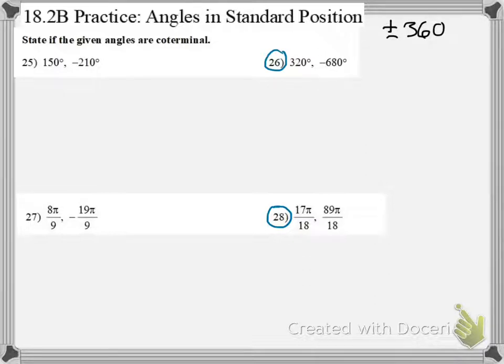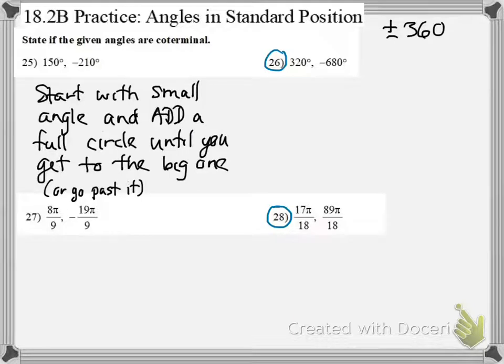I can either take the small one and keep adding until it gets to the big one, or I can take the big one and keep subtracting until it gets to the small one. What I wrote is start with a small angle and add a full circle until you get to the big one. Technically you could also start with the big one and subtract, but I'd rather add than subtract. So on 26 I'm going to start with the small one and add a full circle.